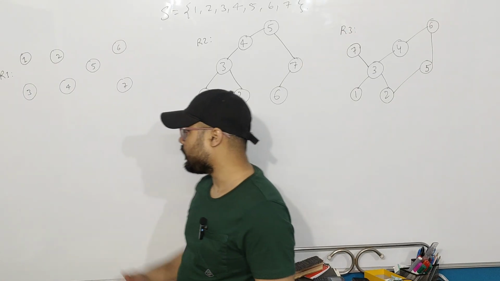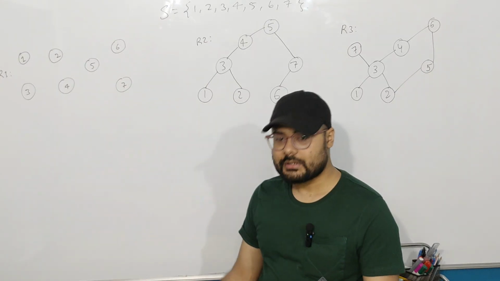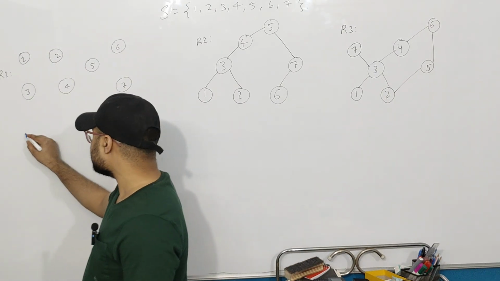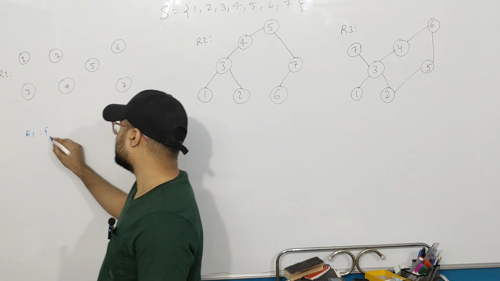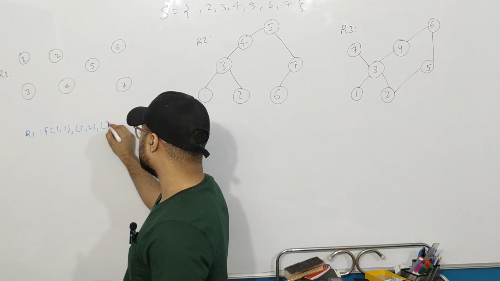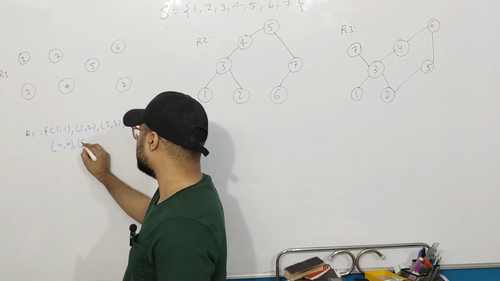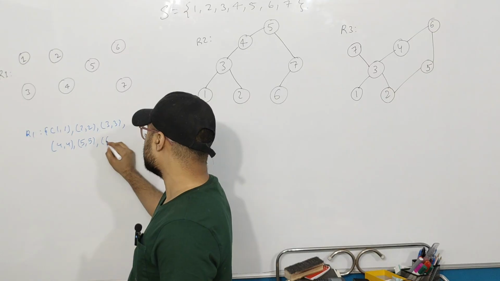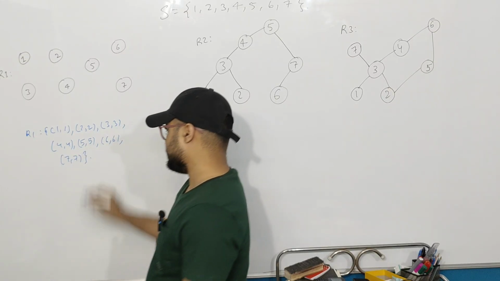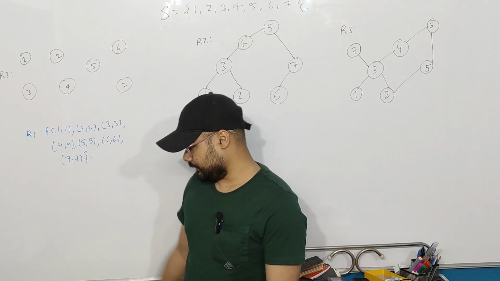So if you look at this relation R1, this is the smallest reflexive relation that has only reflexive pairs as the ordered pairs in it. So R1 is (1, 1), (2, 2), (3, 3), (4, 4), (5, 5), (6, 6), (7, 7). These are the ordered pairs in R1.